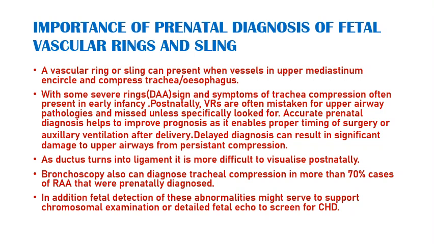Accurate prenatal diagnosis helps to improve diagnosis as it enables proper timing of surgery or auxiliary ventilation after delivery. Delayed diagnosis can result in significant damage to the upper airways from persistent compression. As the ductus turns into a ligament, it is more difficult to visualize postnatally. Bronchoscopy also can diagnose tracheal compression in more than 70% of cases of right aortic arch that were prenatally diagnosed. In addition, fetal detection of these abnormalities might serve to support chromosomal examination or detailed fetal echo to screen for congenital heart disease.